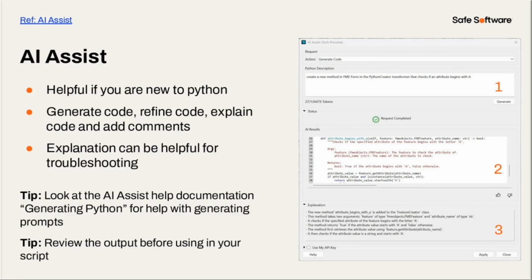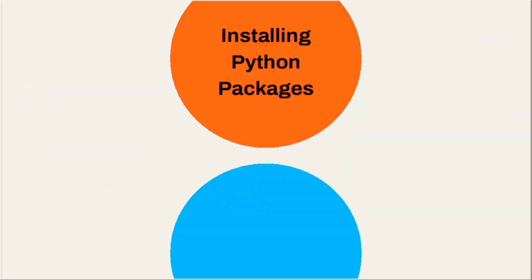And then one thing to watch out for is that while the AI Assist can be a really great starting point and a great tool for troubleshooting, it is AI. So not all of the results will be the most accurate or efficient way of doing things. Some of the results it gives you might even prevent your script from running. So you just want to make sure that you review the output before using it in your script. And then next, Ali will talk about installing Python packages.